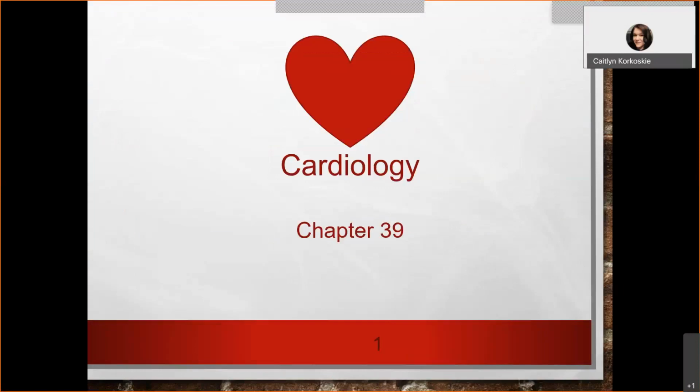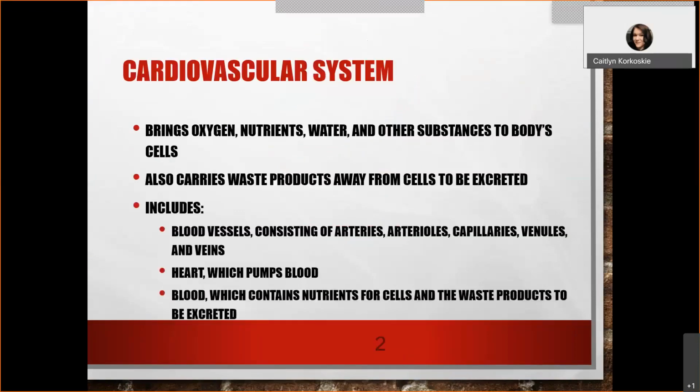Okay. So yes, we're going to go over chapter 39 for cardiology. Some of this stuff we went through in phlebotomy, so it'll have some similar information, but just a brief overview of that information from phlebotomy. So the main purpose of the cardiovascular system is to bring oxygen, nutrients, water, and other substances to body cells, and then to also carry waste products away from cells to be excreted.